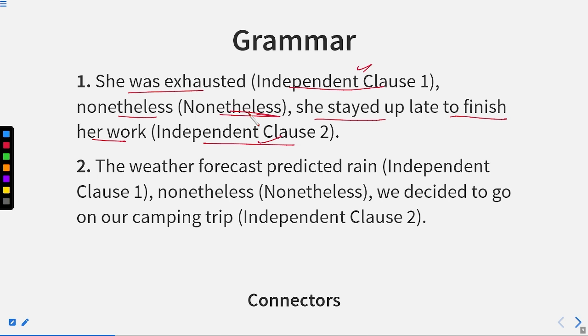The weather forecast predicted rain. This is one. Nonetheless, we decided to go on our camping trip. It means, yet we decided to do this thing despite having rain, or despite the prediction of rain. So here we can use the word nonetheless just as we use in spite of, despite, nevertheless, yet, only in those manners. So this is also showing the contradiction.